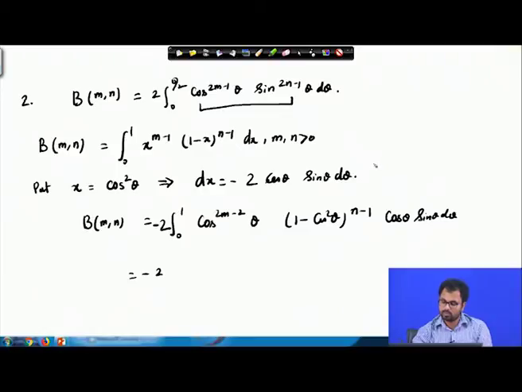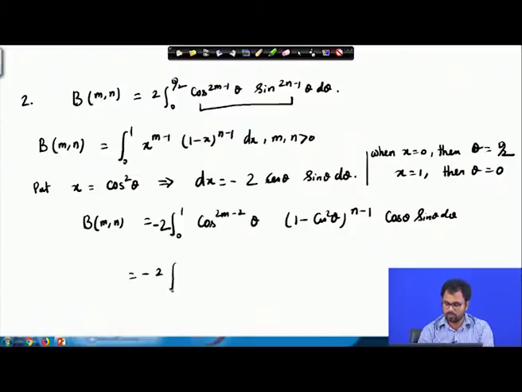So, let's see what the limits would be. When x is 0, then theta is pi by 2, and when x is 1, then theta is 0. So, this can be written as the integral from pi by 2 to 0 of cos to the power 2m minus 2 theta, and then this one will be sin square theta.